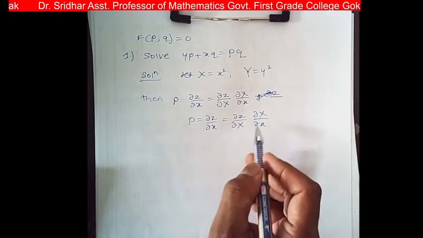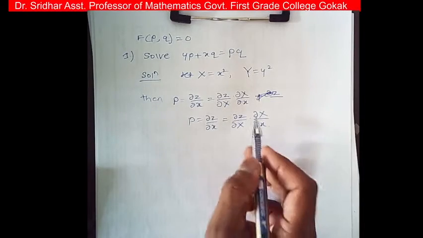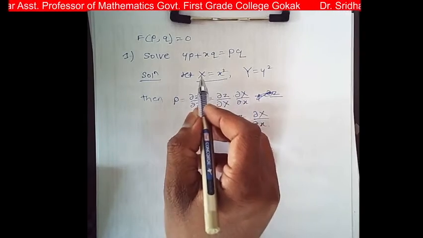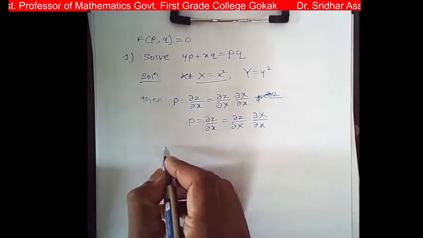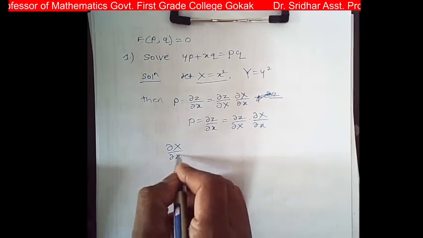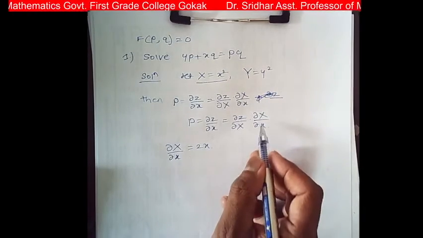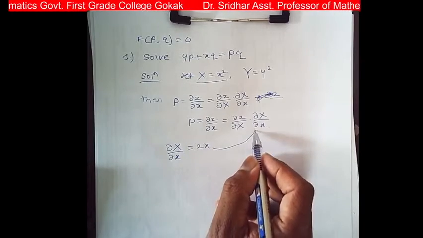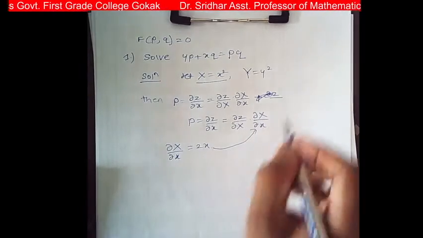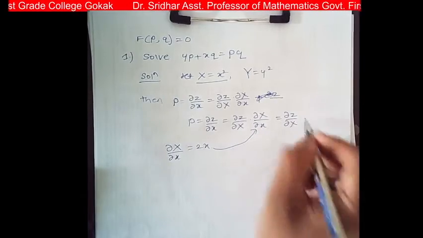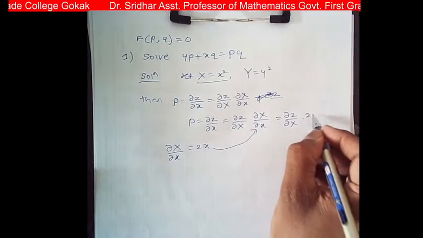Now dou capital X by dou small x, how to find it? We differentiate this with respect to small x. What we obtain? Dou capital X by dou small x is equal to 2x. Now we substitute this value here, which gives dou z by dou capital X into 2x.